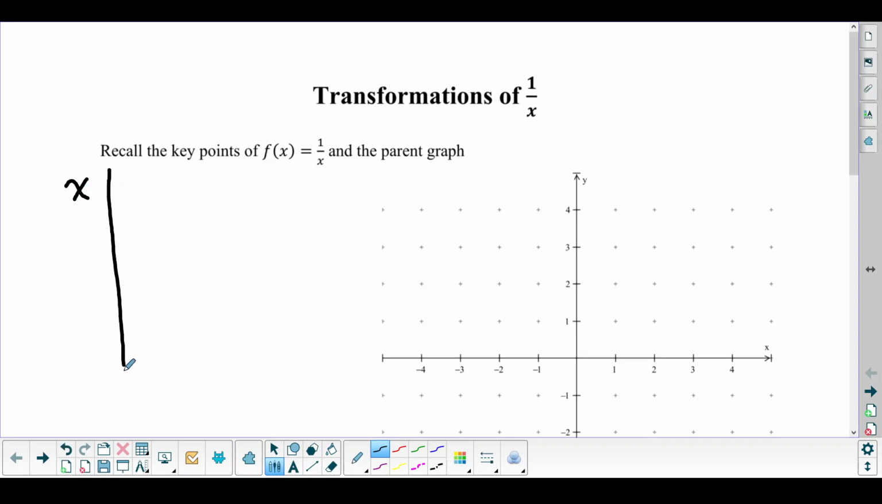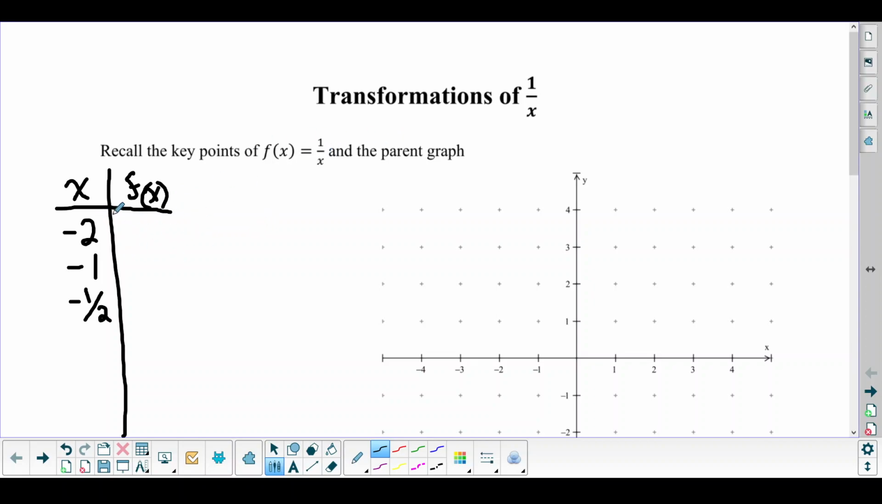Okay, so f of x. The key points are a little bit different for this one. I guess they're a little different for all of them. But we're going to do -2, -1, and -1/2. We'll pause there. There are more, but let's just do these ones for now.